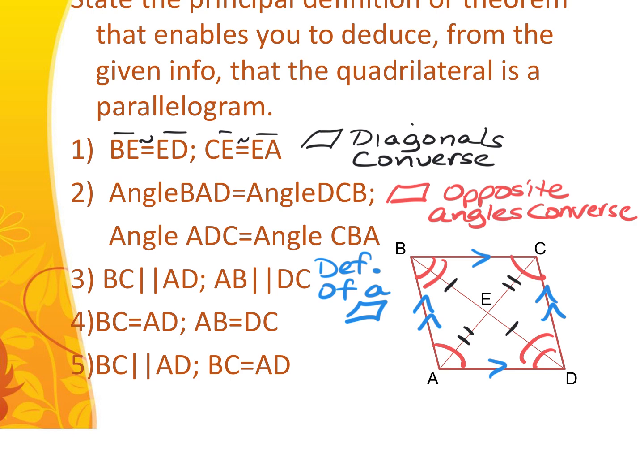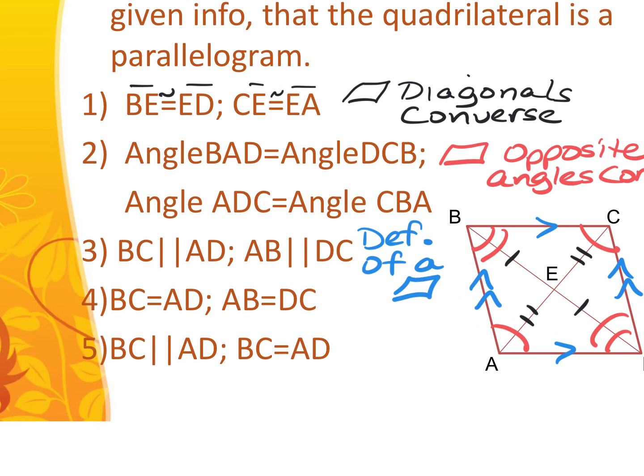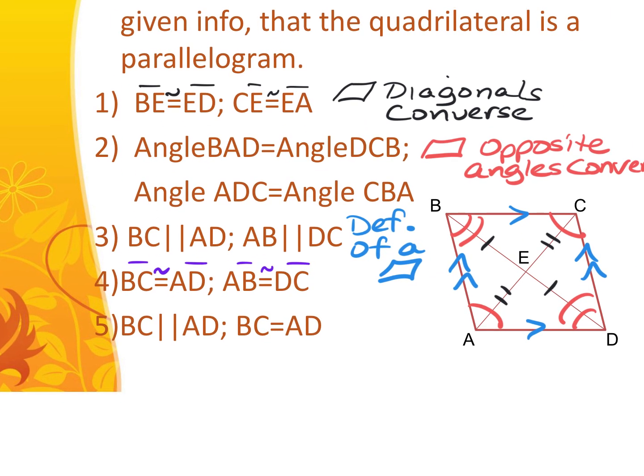For number 4, I'm going to add in a congruency symbol between the letters. So BC congruent to AD and AB congruent to DC. Let me go ahead and add those markings to my picture. So BC congruent to AD and AB congruent to DC. This one, number 4, is using the parallelogram, opposite sides converse.